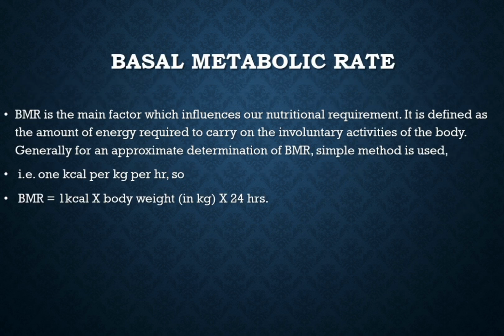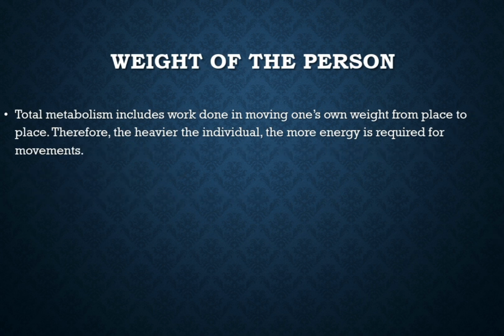Basal metabolic rate. Basal metabolic rate is the main factor which influences our nutritional requirement. It is defined as the amount of energy required to carry on the involuntary activities of the body. Generally, for an approximate determination of BMR, a simple method is used: 1 kilocalorie per kg per hour. So the BMR is equal to 1 kilocalorie times the body weight in kg times 24 hours.